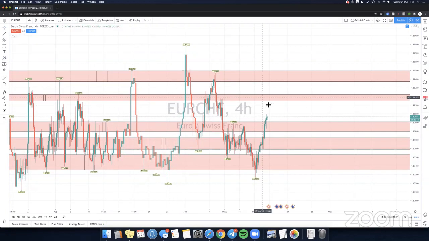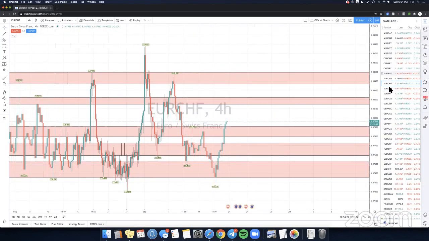But looking at the zones here, the upper zone is going to be 1.0822. And the lower zone right here is going to be 1.07795. All right, so let's move on to the next one, EG.